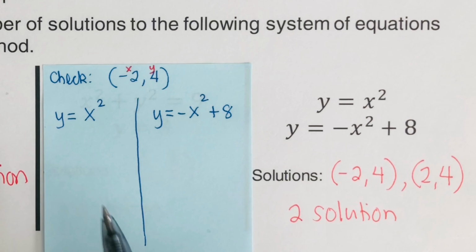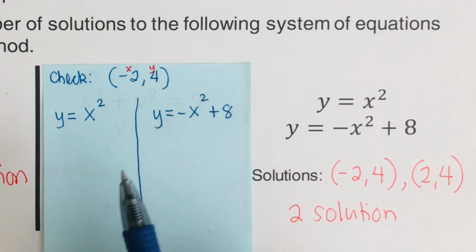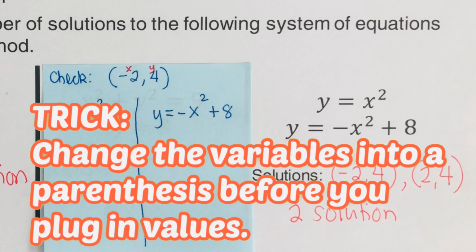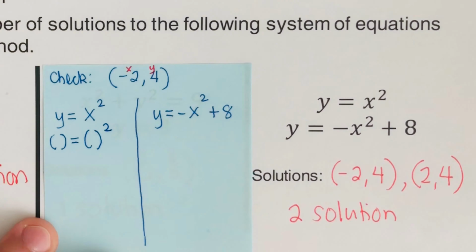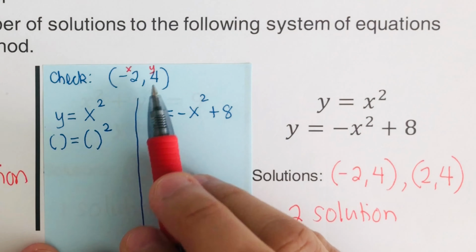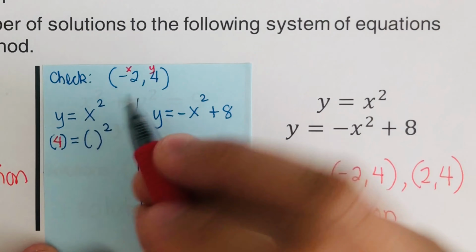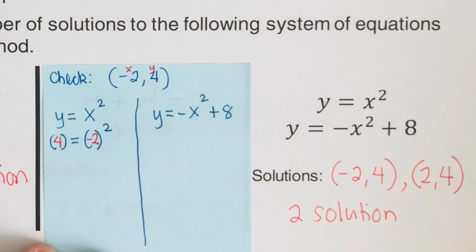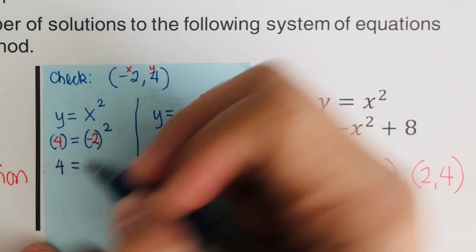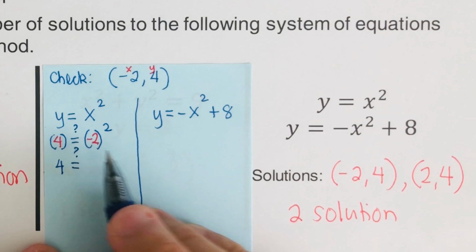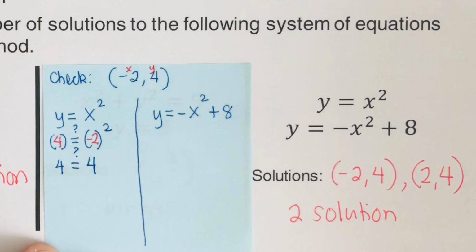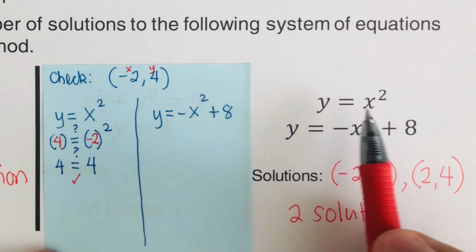So then I am going to use the trick in checking our answer. The trick is to change the variable into parentheses before we plug in the values. So then I will change this into parentheses is equal to parentheses squared. And now I'm ready to put in values. Our y is 4 and then the x is -2. So then I will do the math here. So that is 4 is equal to, we're not sure of that yet, is that equal to -2 times -2, which is a positive 4. So then we can go ahead and say that this solution -2, 4 works for the first equation.